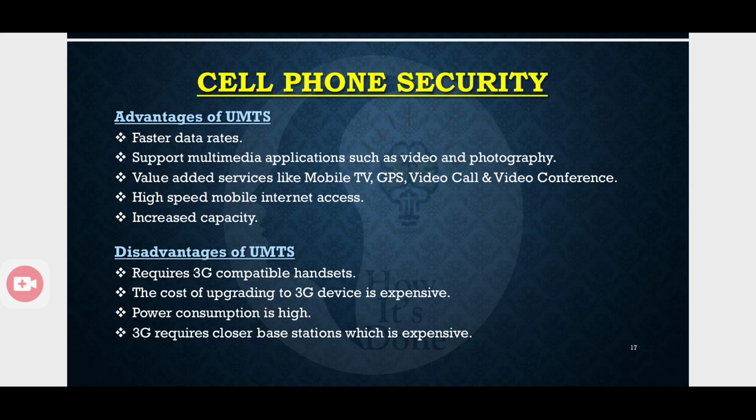But there are some disadvantages. It requires 3G compatible handsets. The first disadvantage is that the cost of upgrading to a 3G device is expensive. Power consumption is high. 3G requires closer base stations, which is also expensive. So these are all the advantages and disadvantages of UMTS.